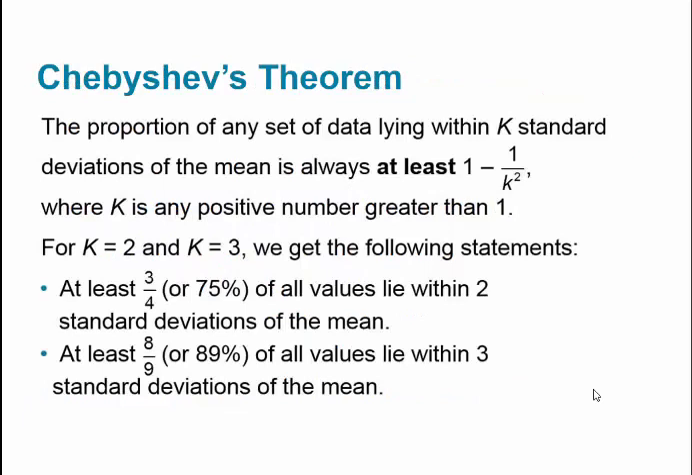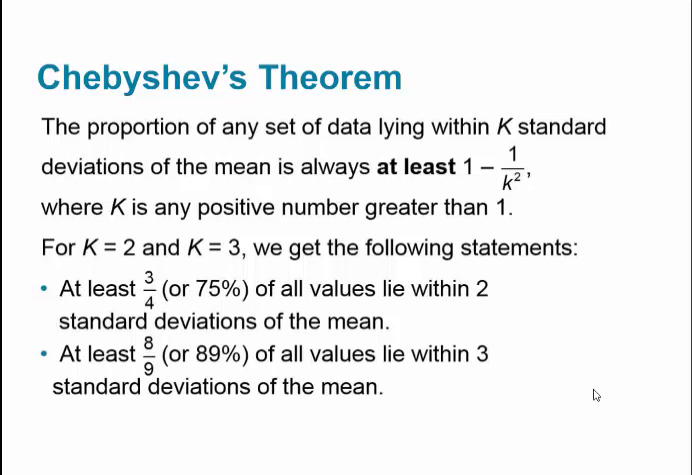The next one is Chebyshev's theorem. The proportion of any set of data lying within k standard deviations of the mean is always at least 1 minus 1 over k squared, where k is any positive number greater than 1. Now, when k is equal to 2 and 3, we get the following statements. At least 3/4 or 75% of all values lie within 2 standard deviations of the mean. And at least 8/9 or 89% of all values lie within 3 standard deviations of the mean.